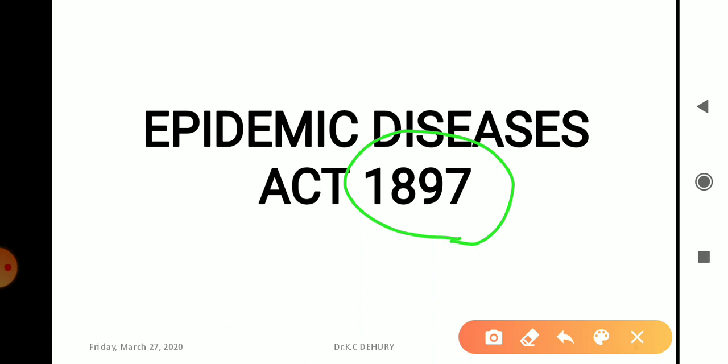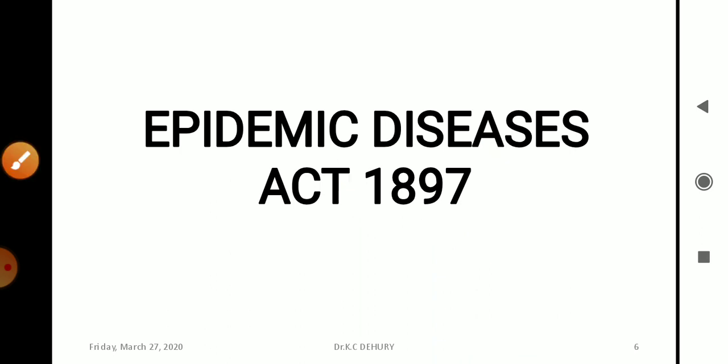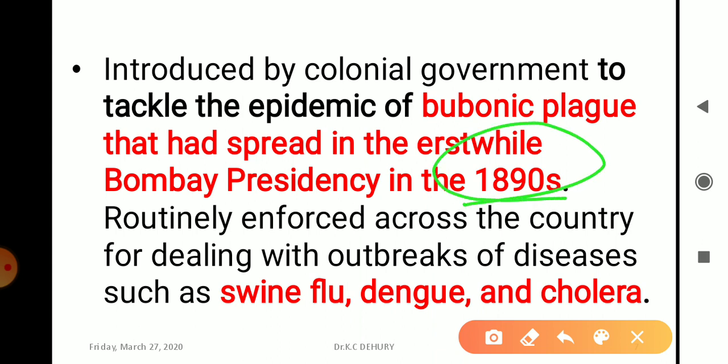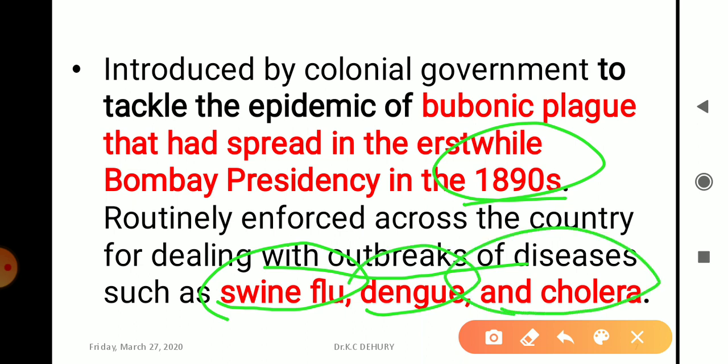In order to curb that epidemic, the British made a law, they framed a law known as the Epidemic Disease Act of 1897. So let's discuss what the act is. We have already discussed that it was to curb the bubonic plague that had spread in the Bombay Presidency during the 1890s, right? The British made it. Subsequently, in a routine manner, our country also exercised this act to check outbreaks of diseases such as swine flu, dengue and cholera, which are also types of epidemic that cause heavy mortality among the masses.